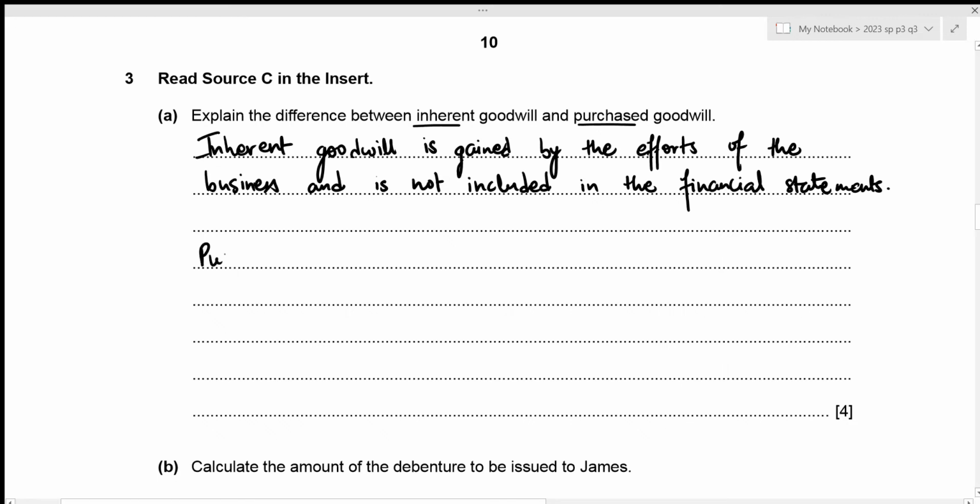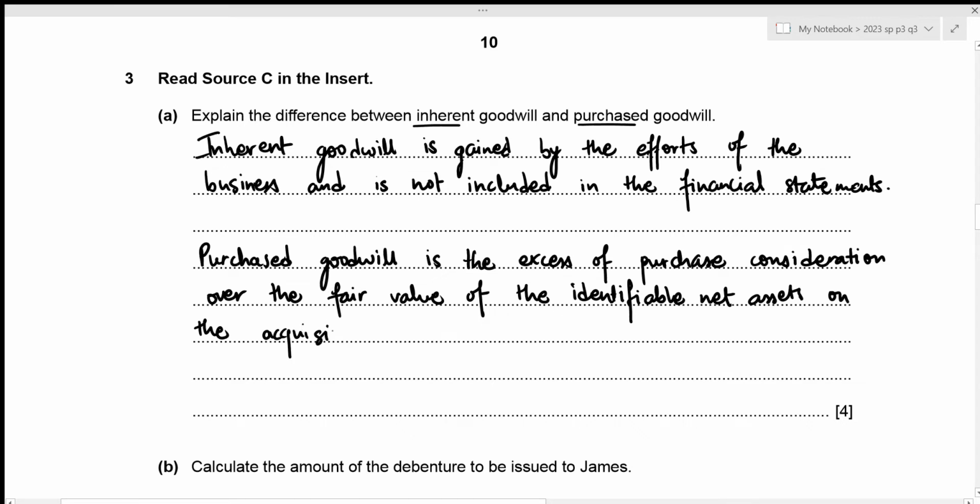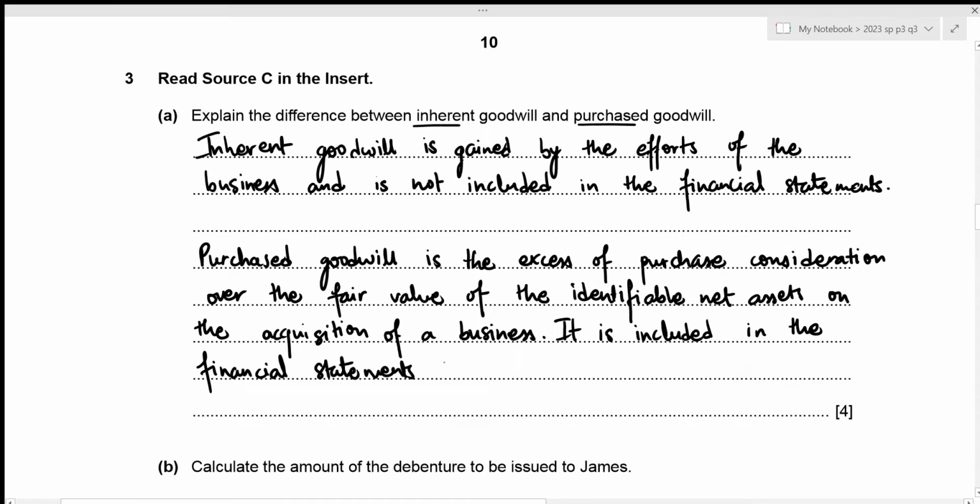Let's write it down. Purchased goodwill is the excess of purchase consideration over the fair value of the identifiable net assets on the acquisition of a business. And it is included in the financial statements as intangible non-current assets.